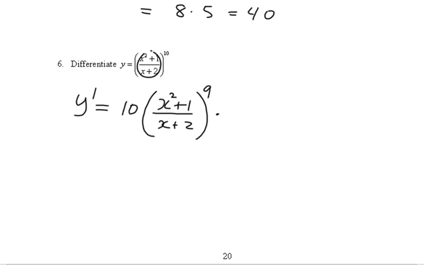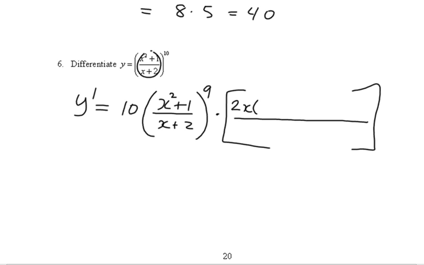Then I'm going to put a dot and a big bracket. Then I'm going to write 2x, x plus 2, minus x squared plus 1, 1, x plus 2, quantity squared. Now this is not simplified, but is my first step correct?